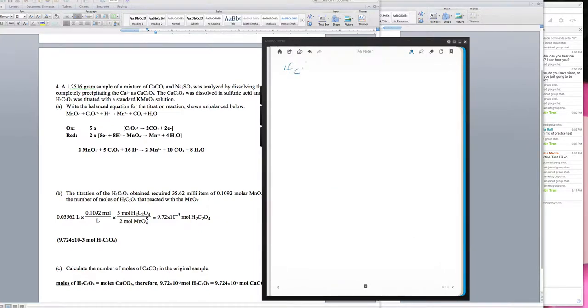All right, 4C. Now, what happened is you had an original sample that had calcium carbonate in it. And from that calcium carbonate, you ended up precipitating all of that calcium, or it came out first as a Ca2+. And for every 1 mole of CaCO3, you get 1 mole of Ca2+. And then it becomes calcium oxalate, CaC2O4. And for every 1 mole of Ca2+, you got 1 mole of calcium oxalate.